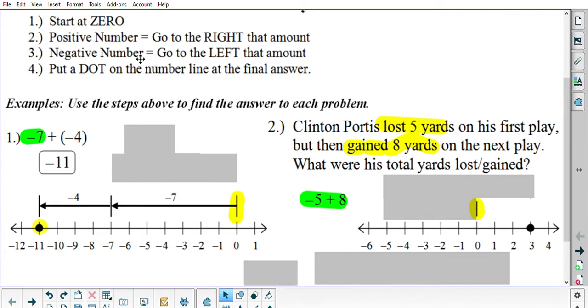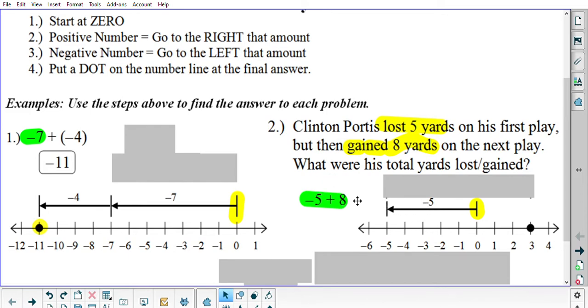-5, which way do negatives go? To the left. So I will go to the left 5 spaces, and I will label that bar -5. Make sure you put a tip at the end of the arrow because you're going left. Count 5 spaces to the left. There's -5. But then from there, we're gaining 8 yards. Now remember, the second number, the +8, you don't start at 0 anymore. The second number, you start at the end of the first number's bar.